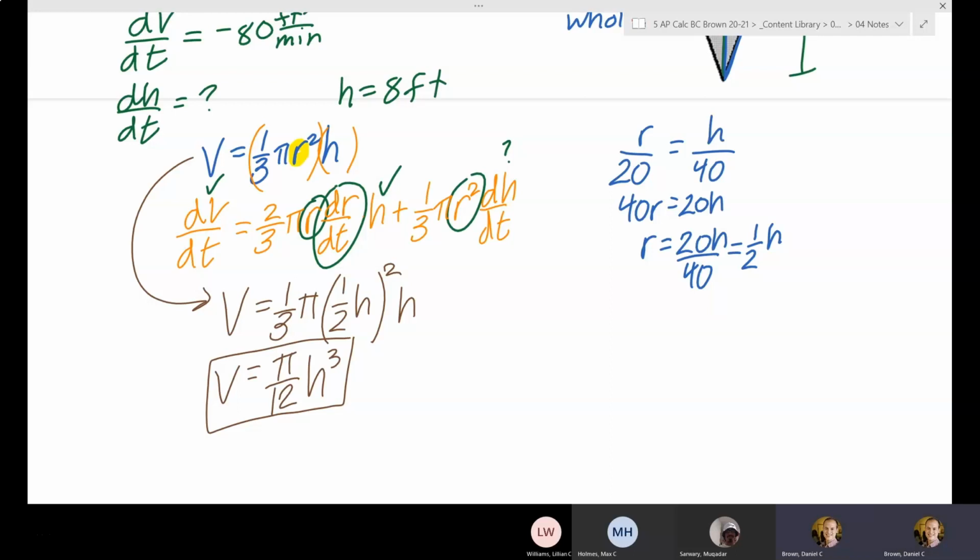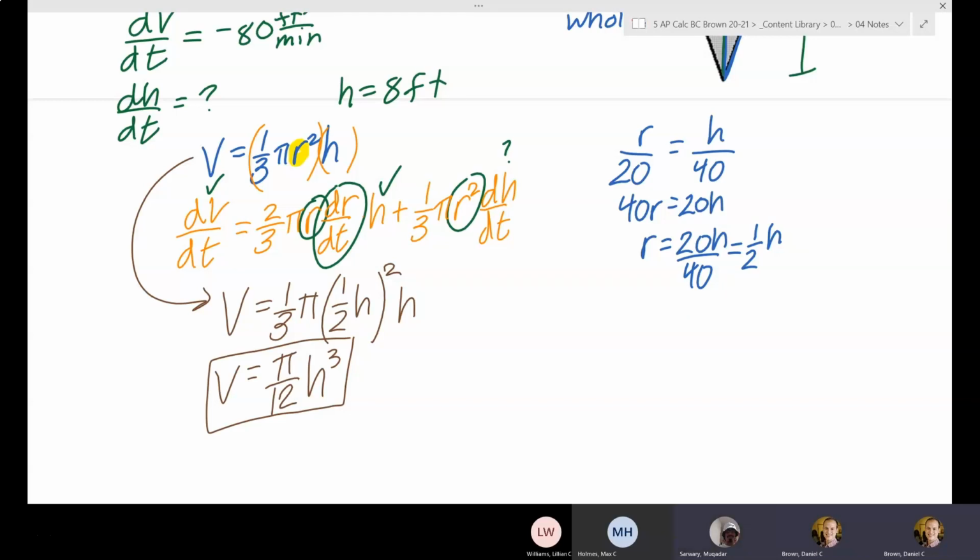So now go ahead and finish out that problem for me. We've eliminated the r. Now we can take the derivative implicitly, plug in our given, solve for the unknown, and make sure you include the correct units. And again, feel free to leave your answer as ugly as necessary. Go ahead.